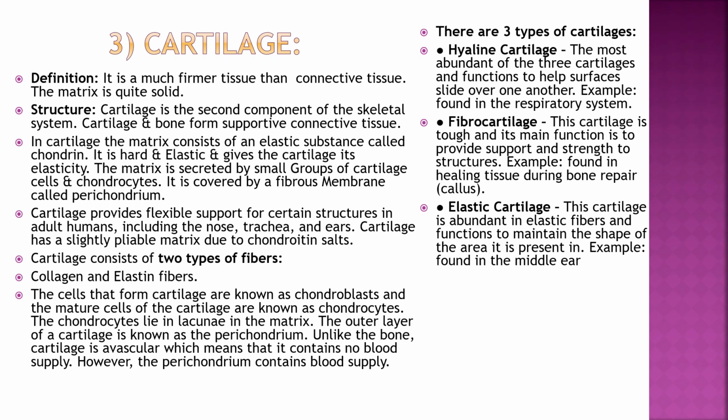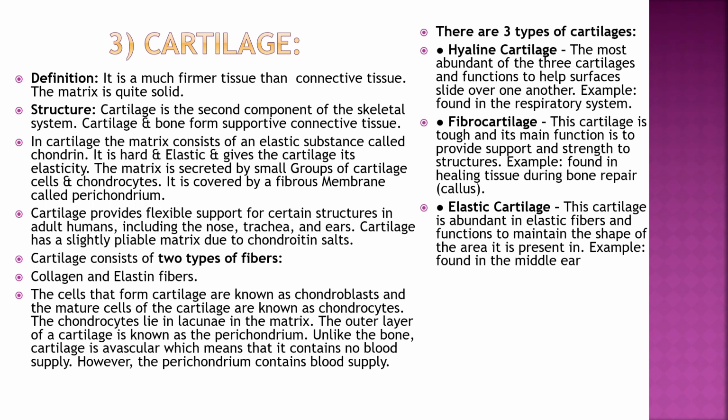Cartilage, it is a much firmer tissue than connective tissue. The matrix is a quite solid structure. The cartilage is the second component of the skeletal system. Cartilage and bone form supportive connective tissue. In cartilage, the matrix consists of an elastic substance called chondrine. It is hard and elastic and gives cartilage its elasticity.